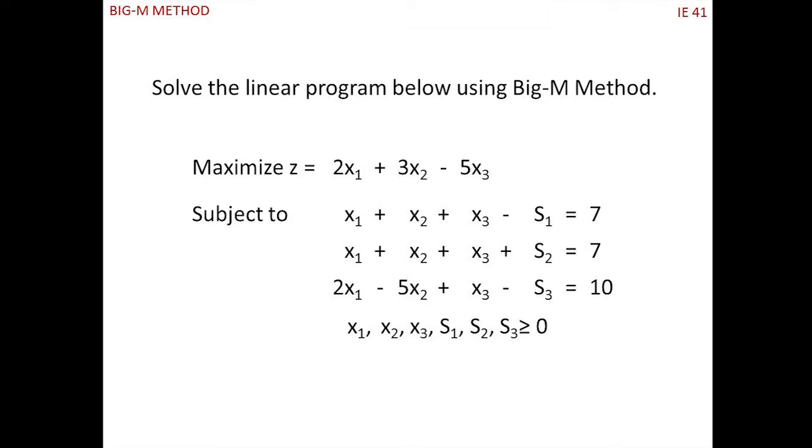However, we need slack variables for each of our constraints in order to perform simplex and solve the linear program. From this point onwards, there are two methods which we can use to solve the linear program: big M and two-phase.